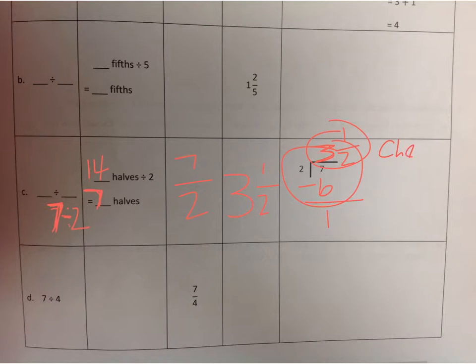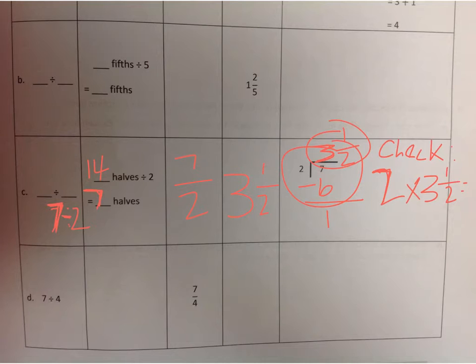And the final step is they're asking us to check it. So the way we did that in class was we took the number that's doing the dividing, 2. We're dividing by 2. And we multiply that by our answer.